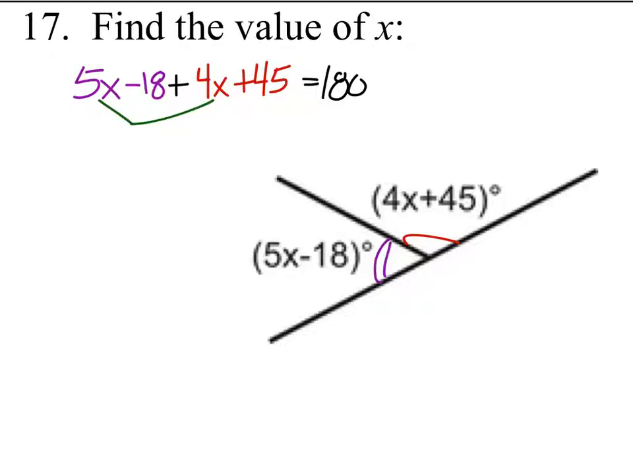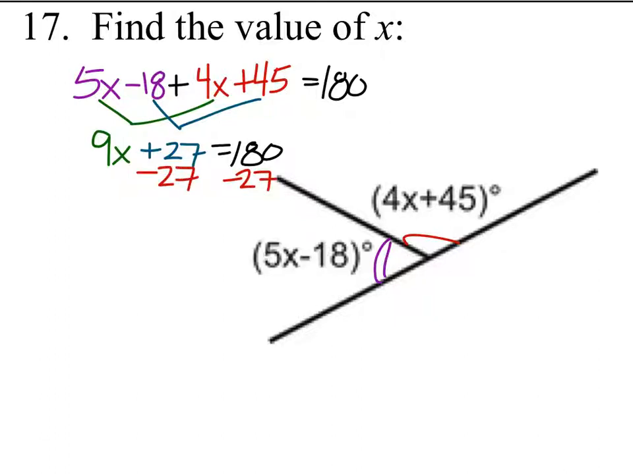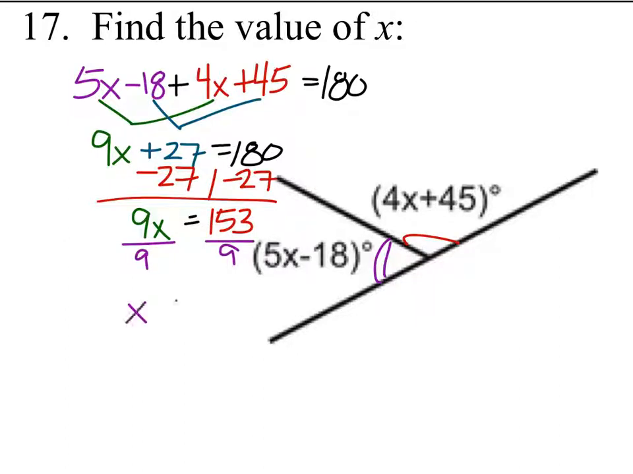So 4x's and 5x's would give me 9x's, and negative 18 with 45 would give me a positive 27. There you go. And this is 180 degrees. So I would subtract 27 from both sides to get just the x's by themselves, the 9x. And this equals 153. And then to solve, let's divide both sides by 9. And that gives us the value of x, 17. Bam.